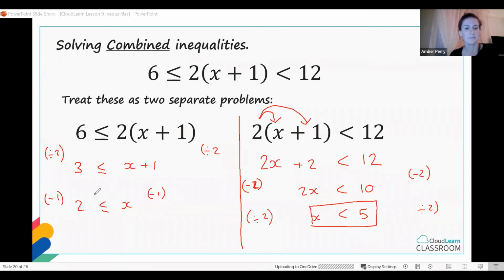Okay. And really important here that we have a look at the problem. I've got x is greater than or equal to 2, and I've got x is less than 5 there. Okay. So my final answer will be, or should be, 5. Sorry, 2. Didn't do that right, did I? 2.